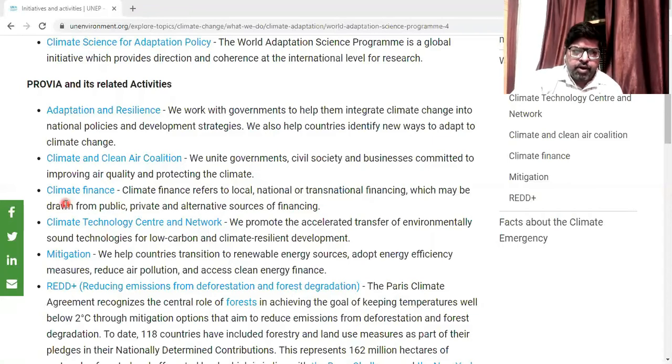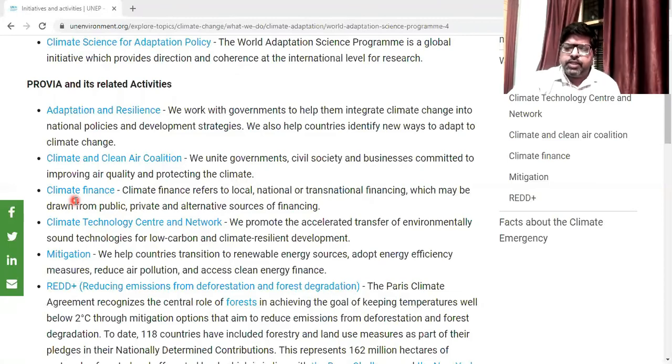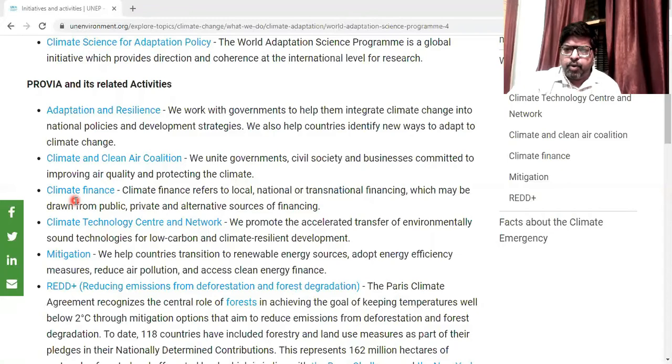Whenever we keep on talking about climate finance, it refers to local, national, and transnational financing, which is a substitute of an initiative of corporate funding or local funding for the climate issues.